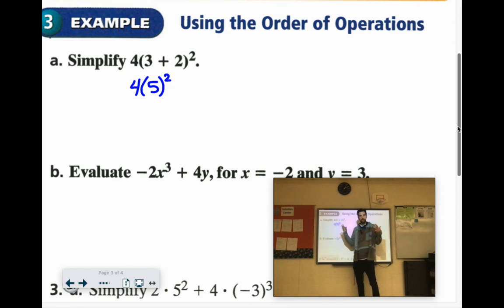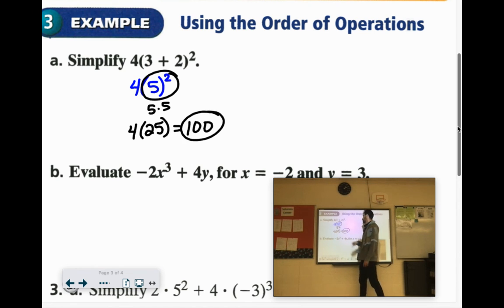What comes next in your order of operations? The exponents. So first we're going to do 5 to the second power, which means 5 times 5, which is 25. So we're left with 4 times 25, which gives us 100.